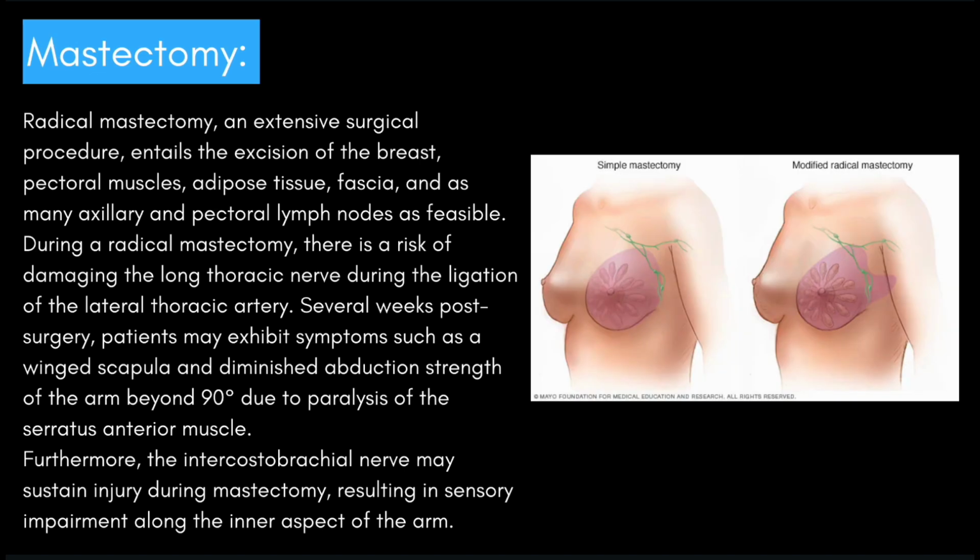Next, I'd like to talk about what a mastectomy is. Radical mastectomy, an extensive surgical procedure, entails the excision of the breast, pectoral muscles, adipose tissue, fascia, and as many axillary and pectoral lymph nodes as feasible.